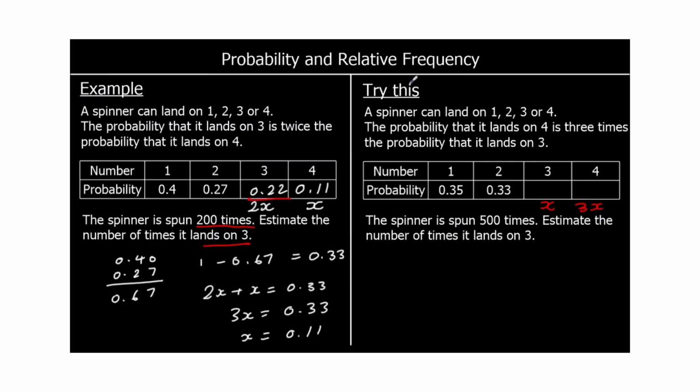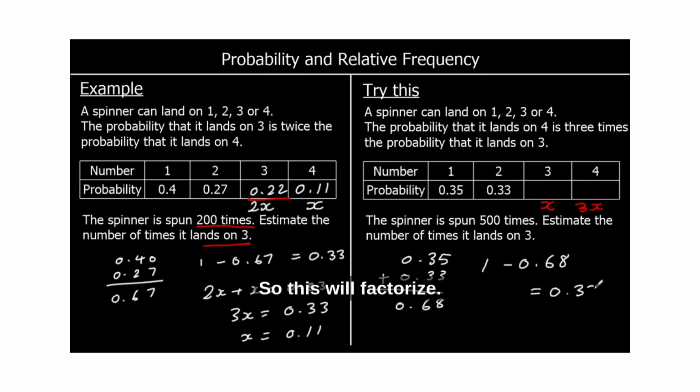So let's find the missing probabilities first. So at the moment we've got 0.35 and 0.33, which adds up to 0.68. What's missing? What do our missing probabilities have to add up to? What do we have to add on to 0.68 to make a whole? That's 0.32. So x and 3x equals 0.32. That means 4x's are 0.32.